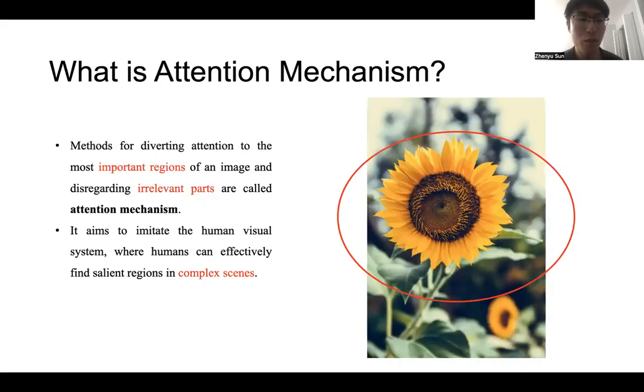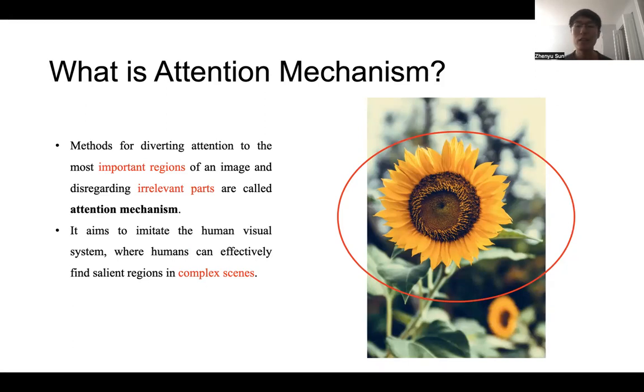So the first question is, what is the attention mechanism, right? Basically, attention mechanisms are methods for diverting attention to the most important regions of the image and disregarding irrelevant parts. For example, given this image here, I think at the very first glance most people will be attracted by the sunflower. That's to say, this sunflower is the most important part of the image, which will give you almost all the information of that image.